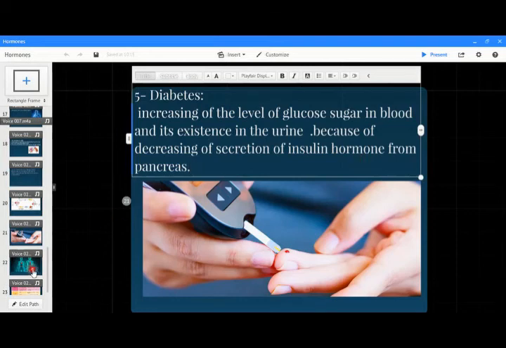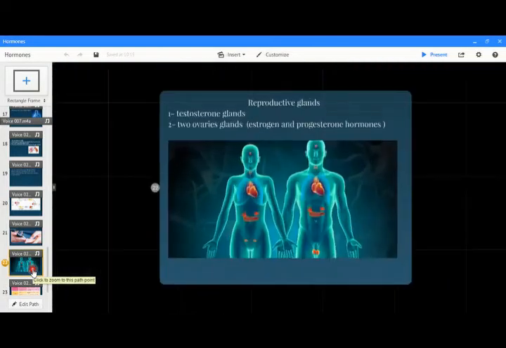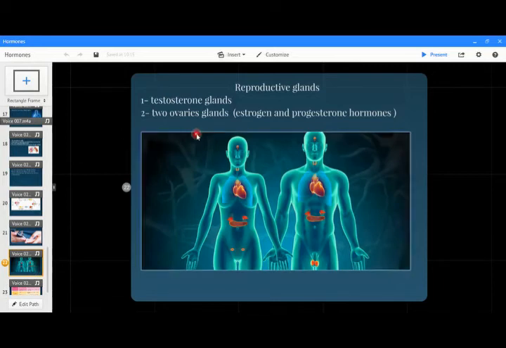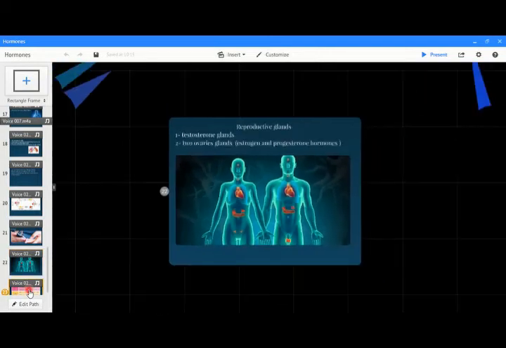The last type of hormones is the reproductive hormones, and we said that in male and female, depending on the gender, we have the testosterone gland in male and two ovaries in female producing two hormones, estrogen and progesterone.